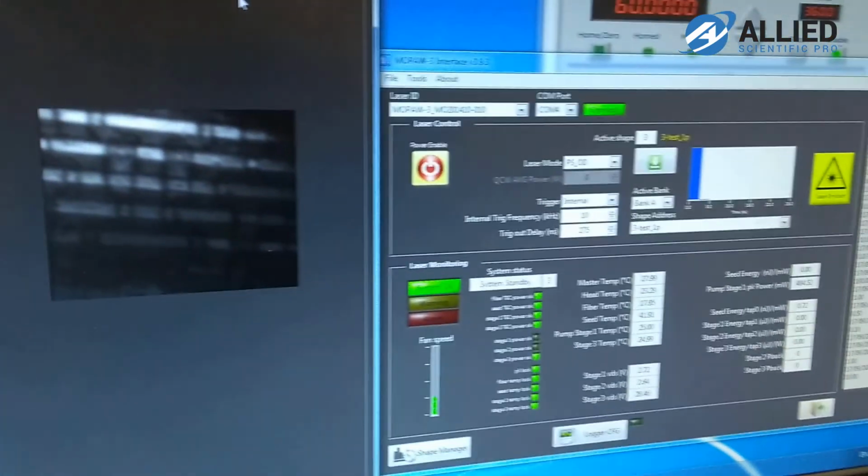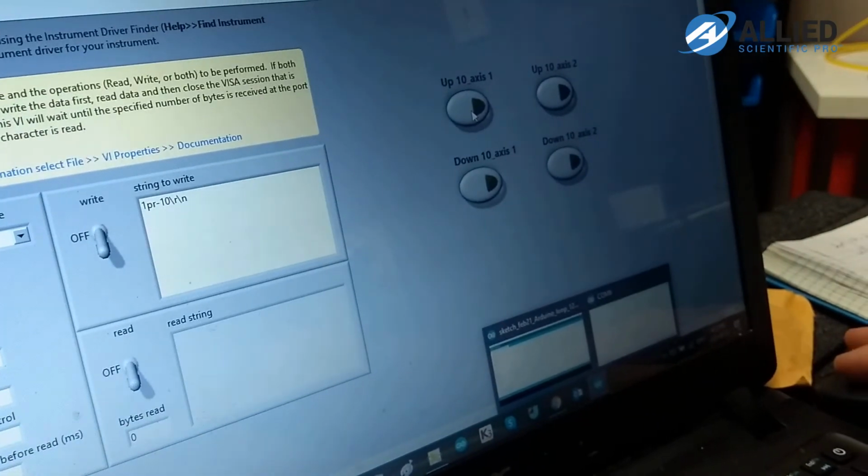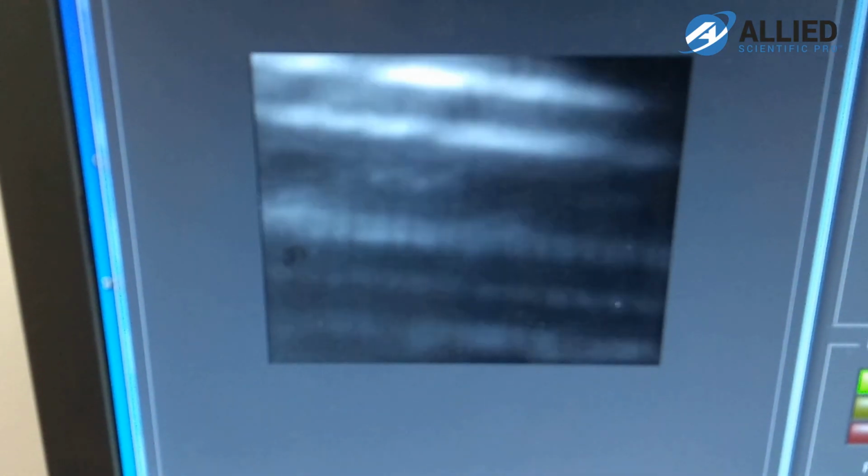And we also have the ability to move the beams. There's this LabVIEW program, and when I touch these buttons, I can move in different directions. You can see that we can move it.